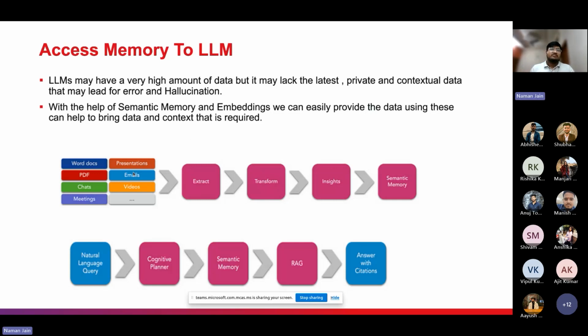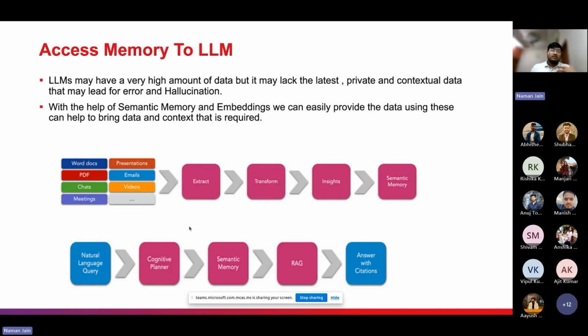So you would be providing all the extracted data, and with the help of RAG, the LLM would now know what context of the data really matters. So even if the context has not been provided by the user, with the help of the access memory part, you can provide it with the help of RAG.